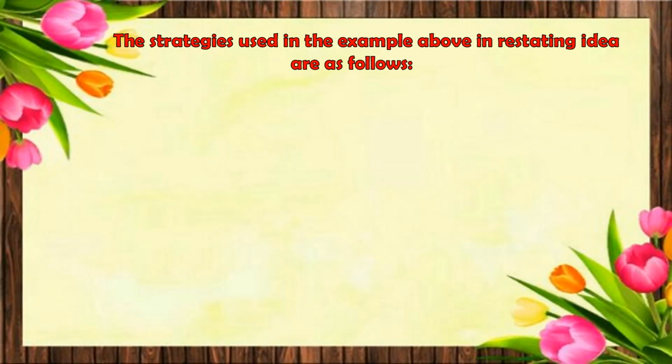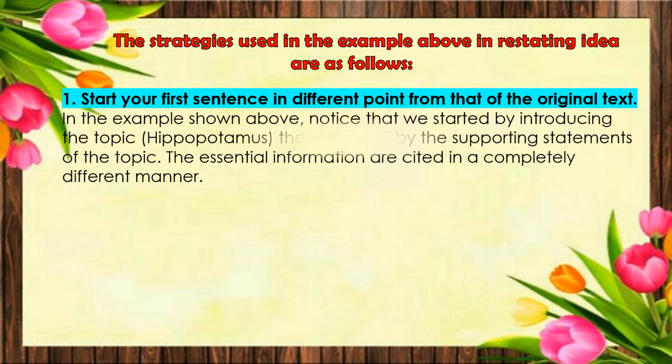The strategies used in the example above in restating an idea are as follows. 1. Start your first sentence at a different point from that of the original text. In the example shown above, notice that we started by introducing the topic, hippopotamus, then followed by the supporting statements of the topic, and the essential information are cited in a completely different manner.